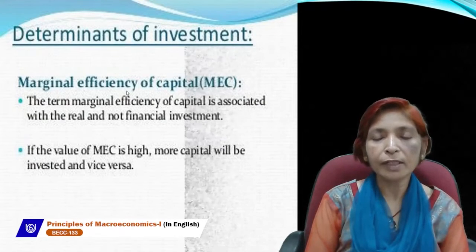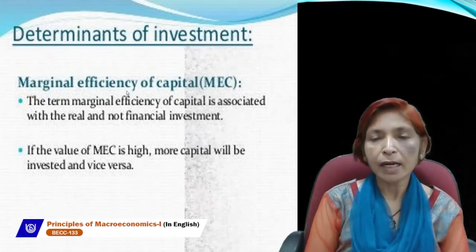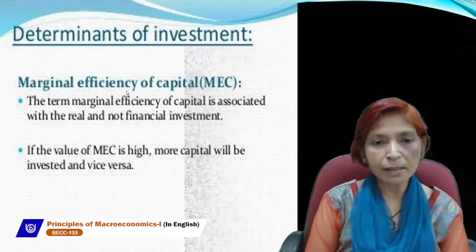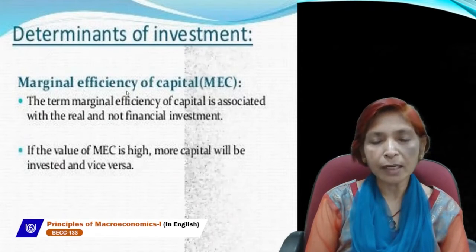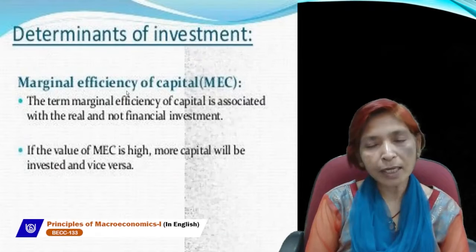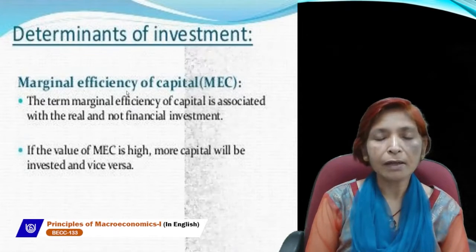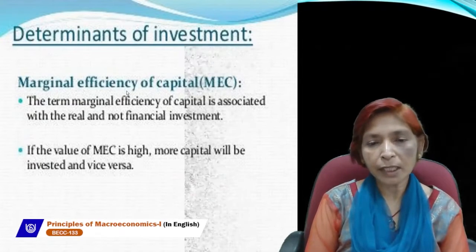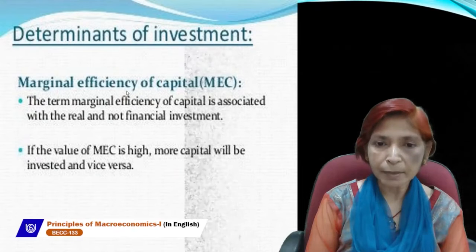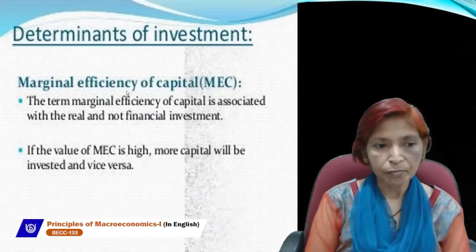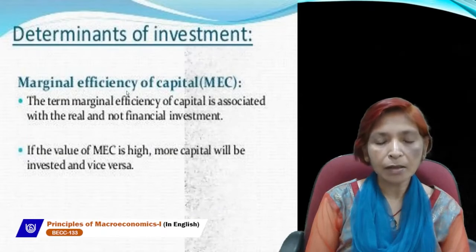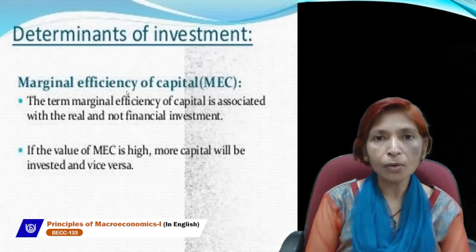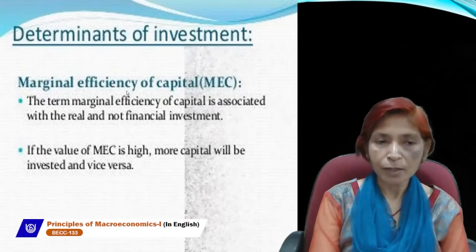Marginal efficiency of capital is the rate at which we can equate the value of prospective yield of the capital asset and the supply price of the capital asset. In other words, MEC is the rate of discount at which the prospective yield or expected return of the capital asset and the supply price of the capital asset are equal. If the value of MEC is high, more capital will be invested. And if the value of MEC is low, then less capital will be invested.